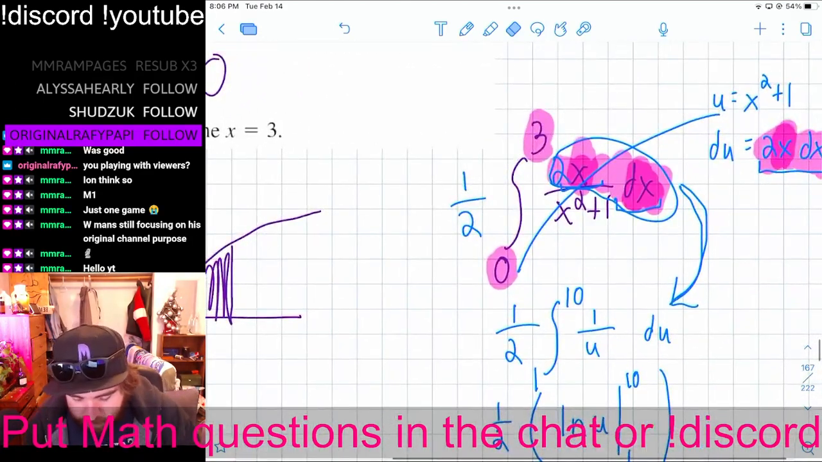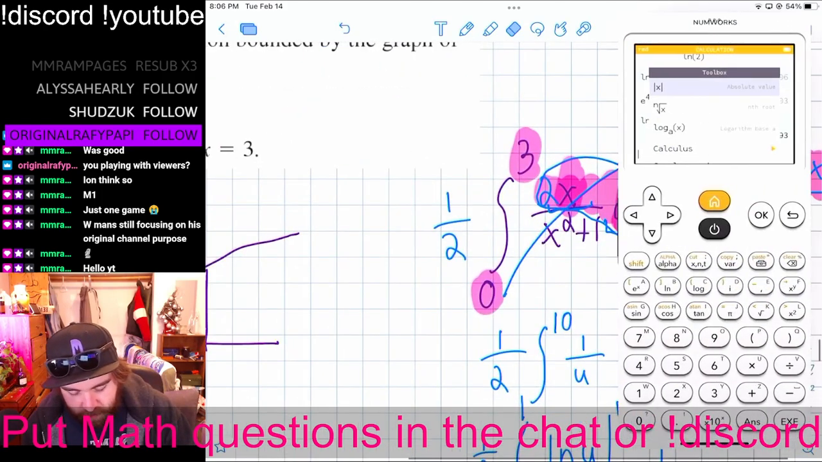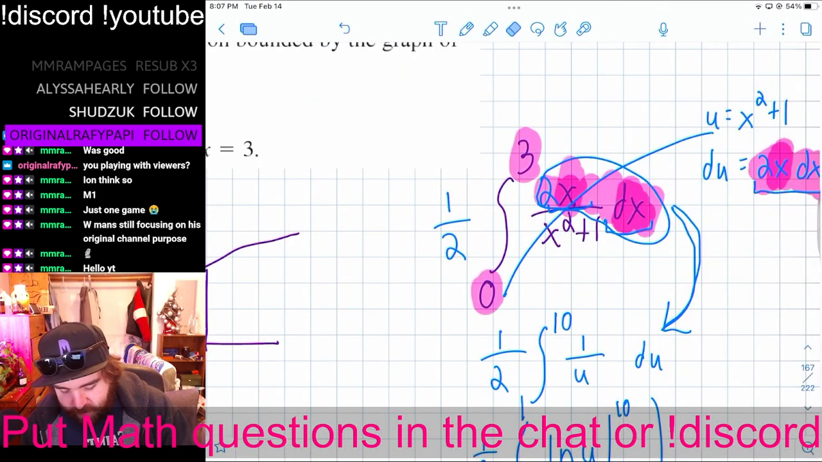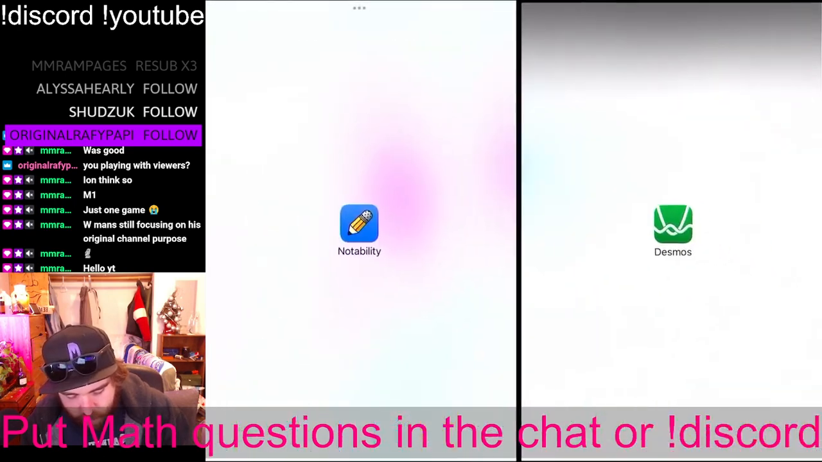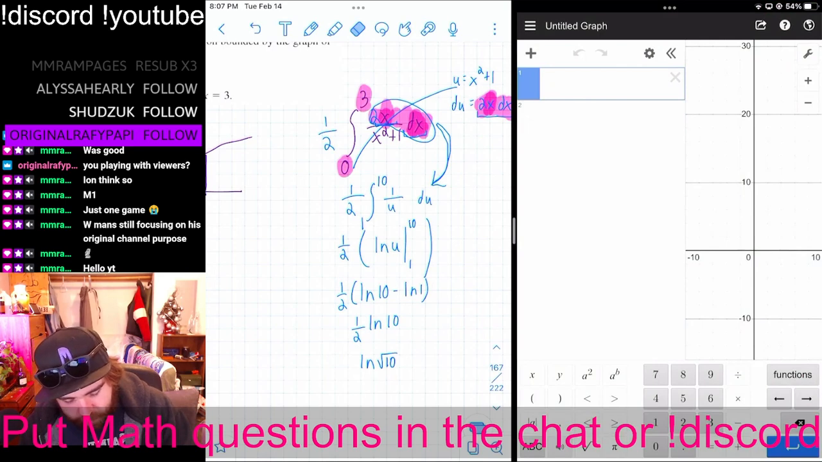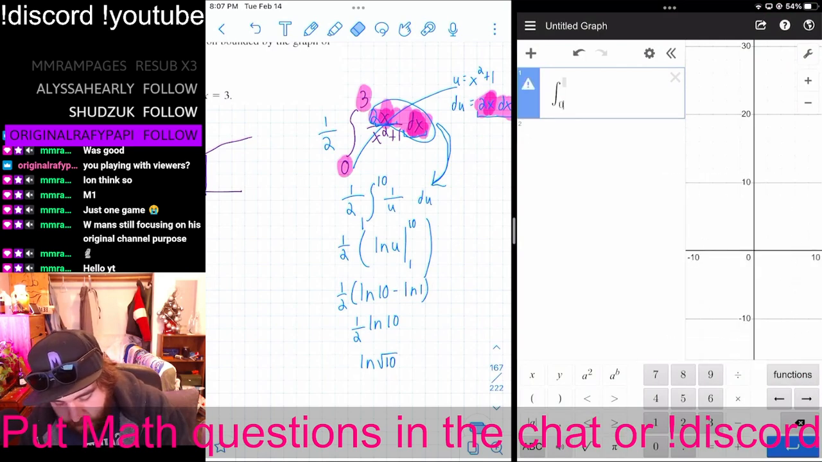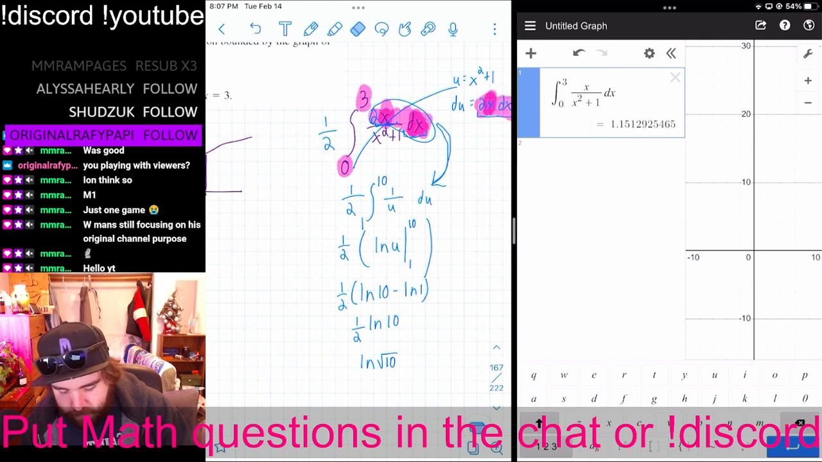Should we check our answer? So what were we solving? We were solving... I'm going to go to Desmos. We were trying to solve the integral from 0 to 3 of x over x squared plus 1 dx. Look at that. Was that the ln of root 10?